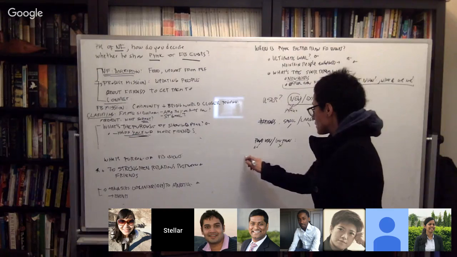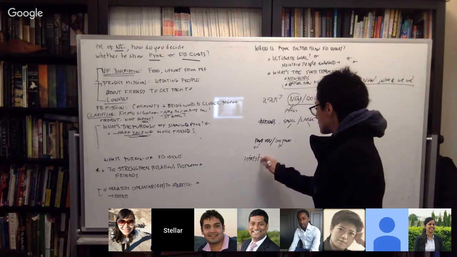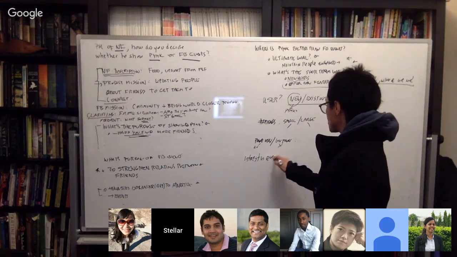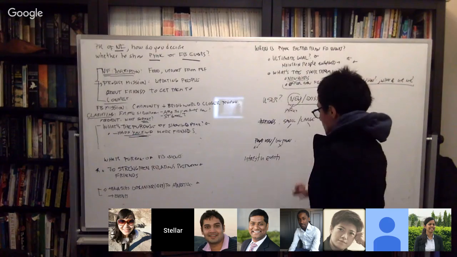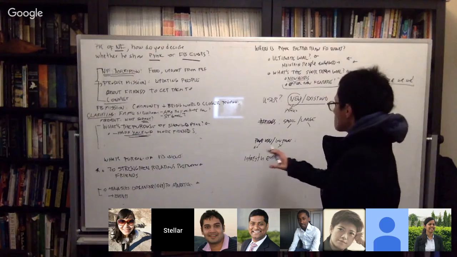I would say interest in events, for example, right? Has it gone up? Has it gone down? Right. Anyways, you get the picture, right?